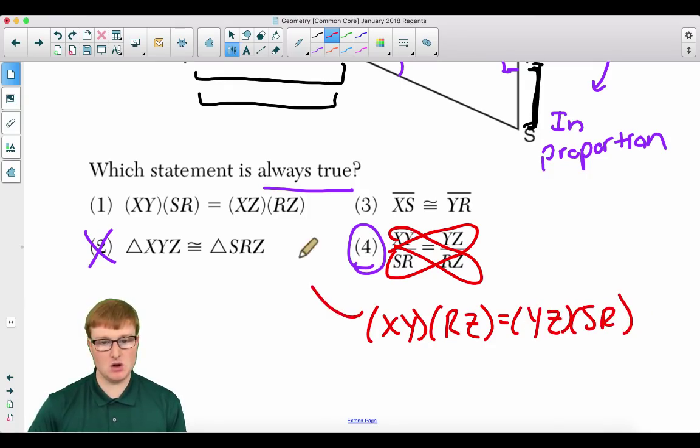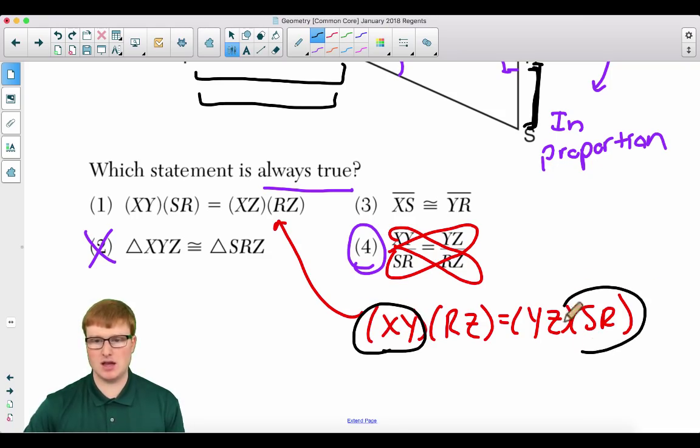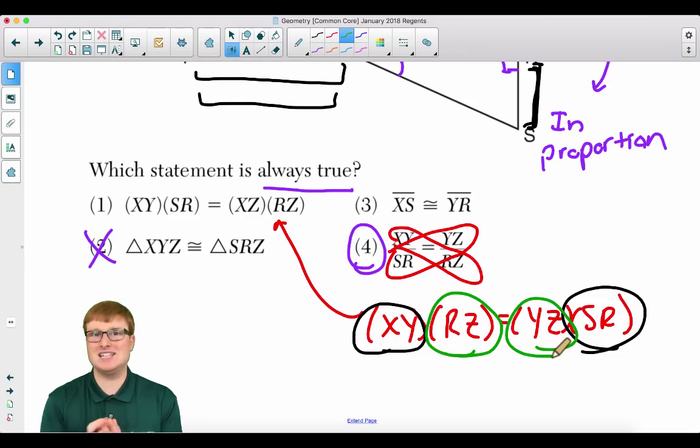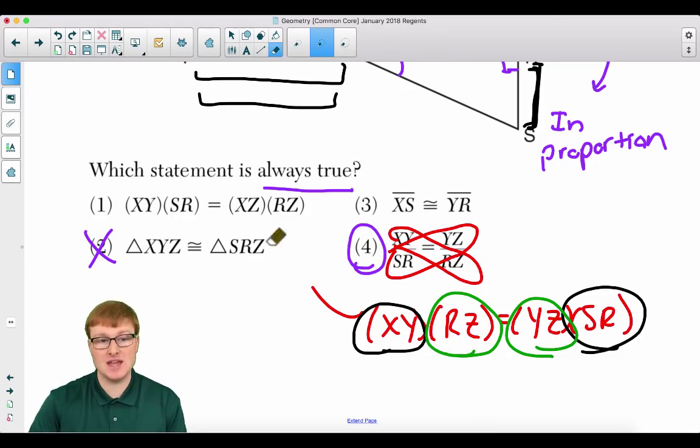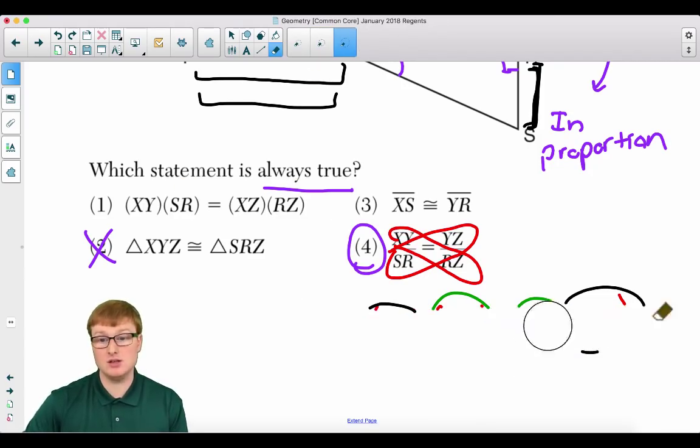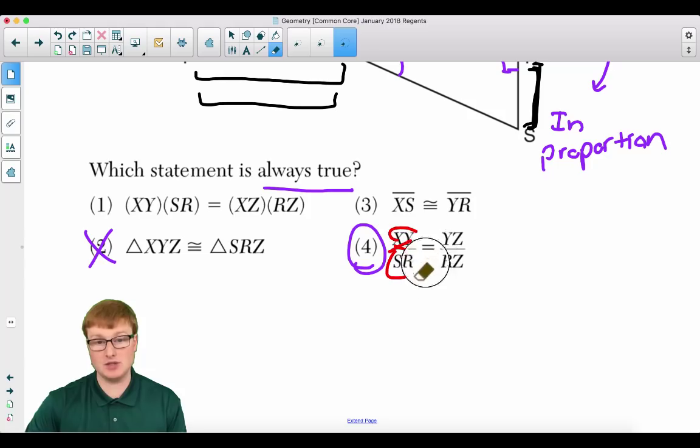Well, if you go over here, XY and SR, no. Look at what they're doing. They're taking this and multiplying it by this, and they're taking this and multiplying it by this. That's not product of the means equals product of the extremes. Product of the means equals product of the extremes means cross multiplication, and that's actually not true. So if you chose that answer, that's what you're confused about.